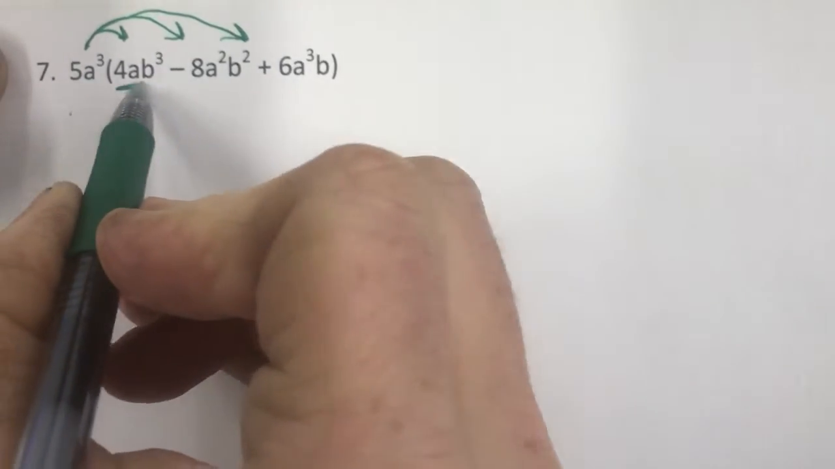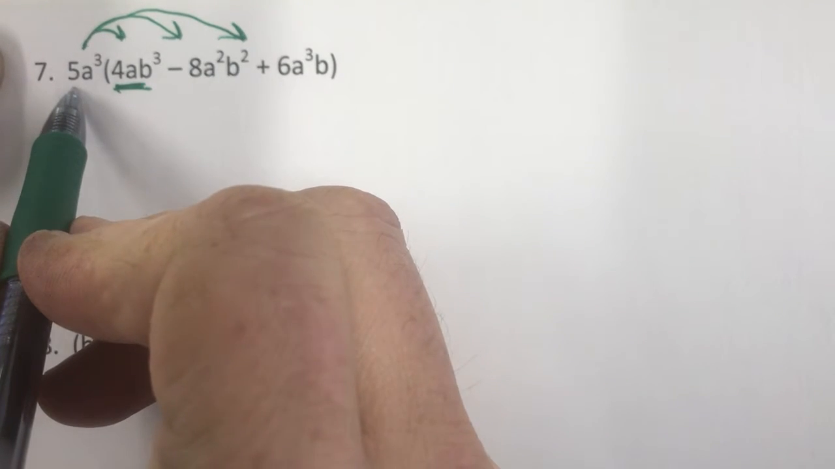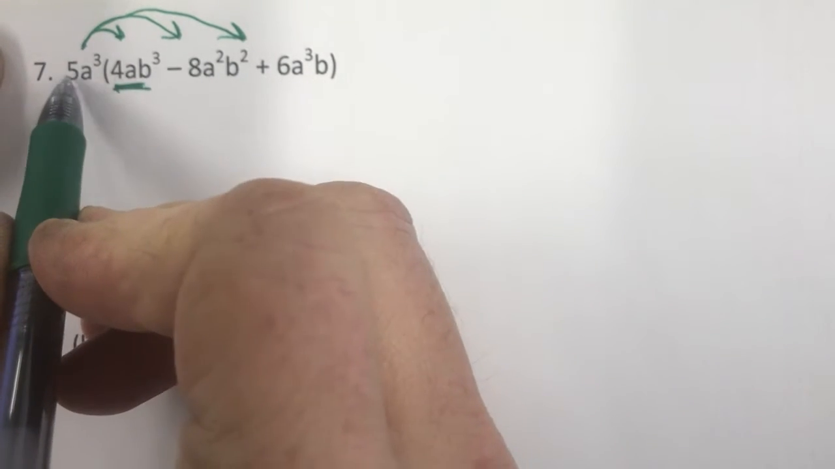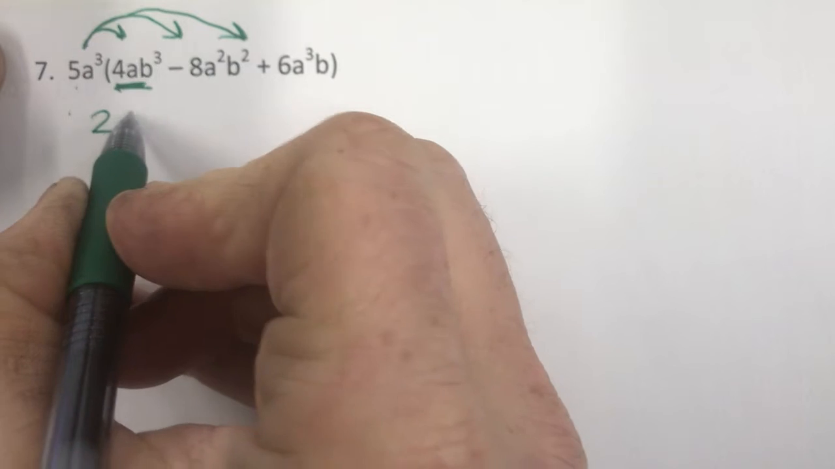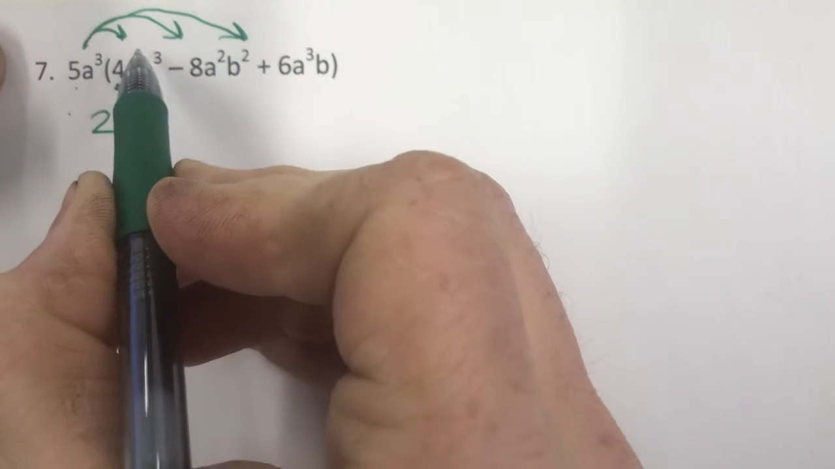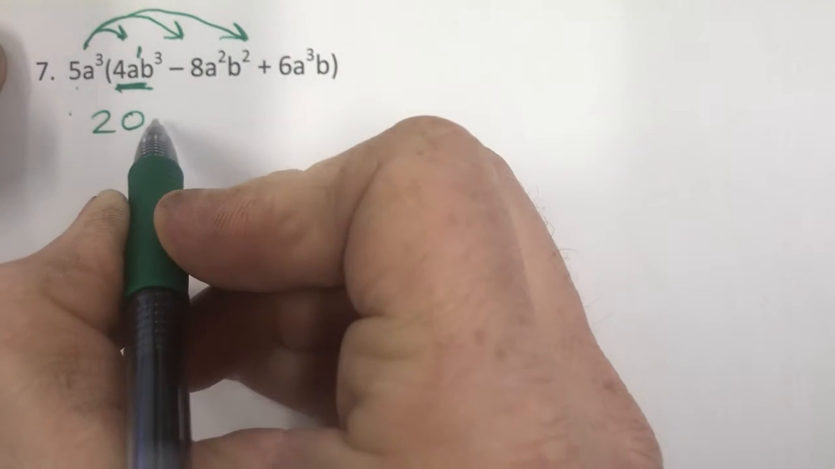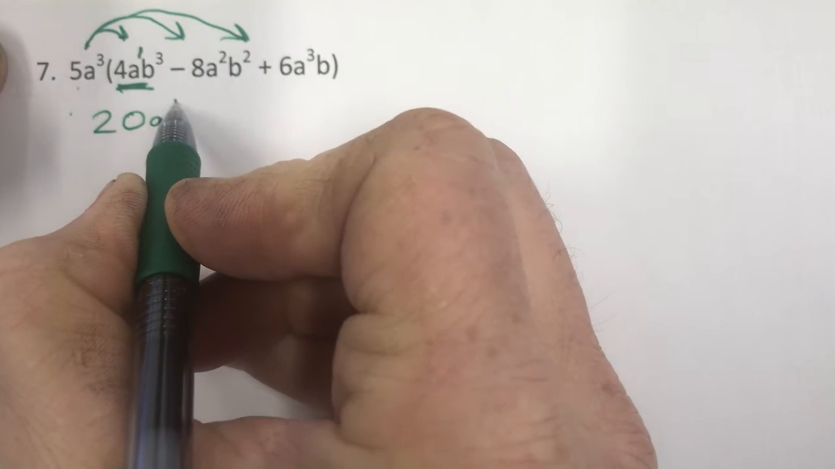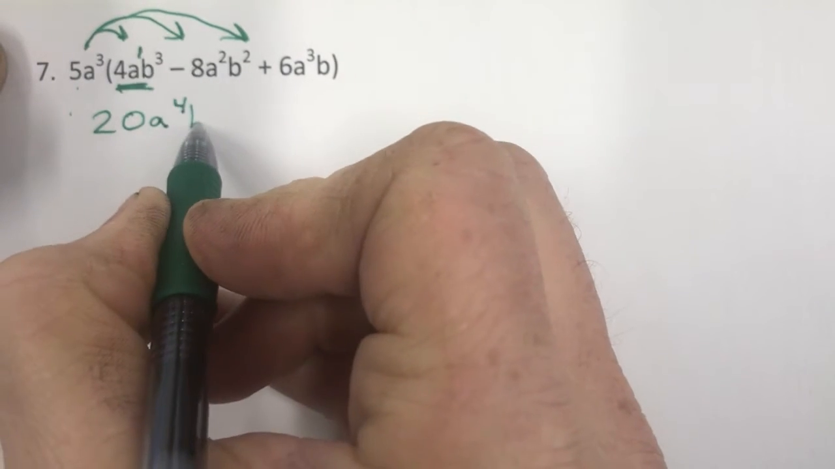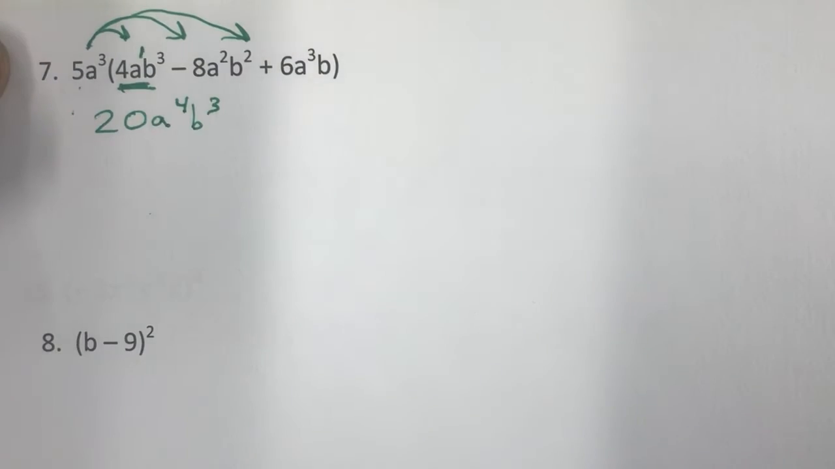As I do this one first, 5a to the third times 4ab to the third. So 5 times 4 is going to be 20. And then I got a to the third times a to the 1, which would be a to the 4. And then I got the b to the third. There you go, there's the first term. All right, now I go to the second term.